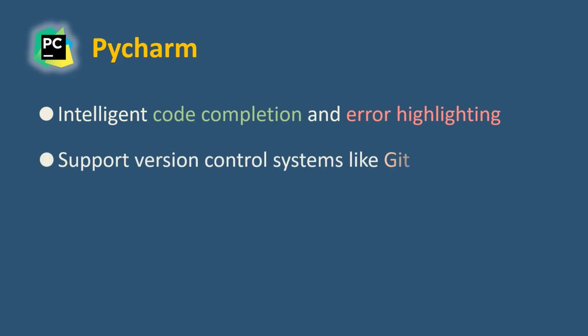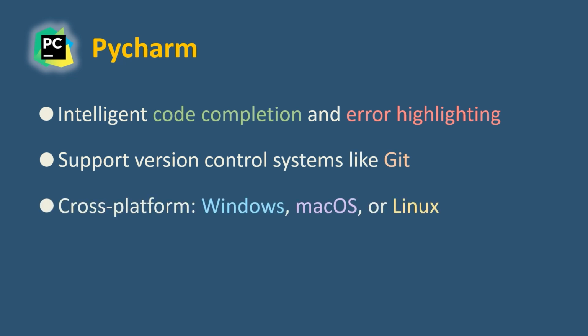It also offers seamless integration with version control systems like Git. This makes collaborative development easy. PyCharm is cross-platform, meaning you can use it on Windows, macOS, or Linux, ensuring a consistent experience regardless of your operating system. Furthermore, PyCharm has a vibrant community and excellent documentation, so you'll never feel stranded if you encounter any issues. And the best part?